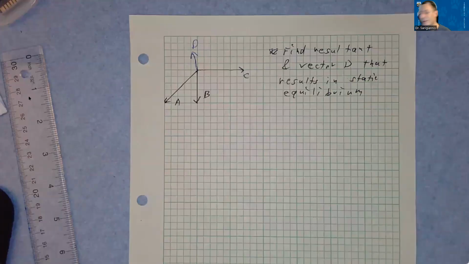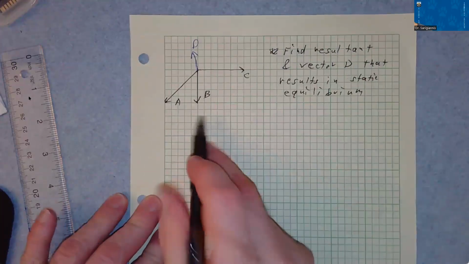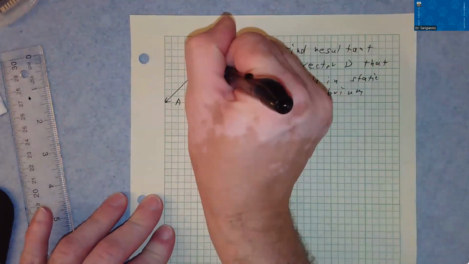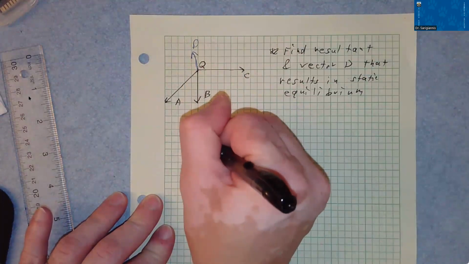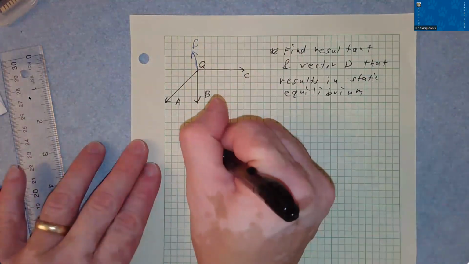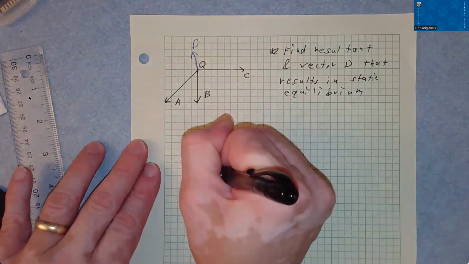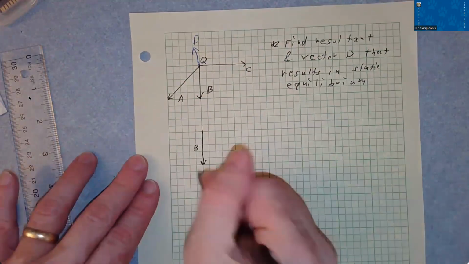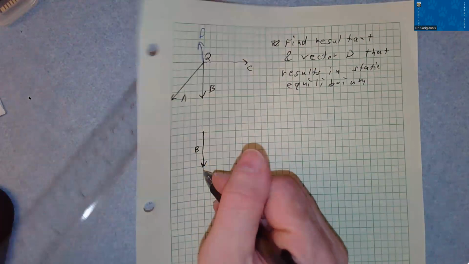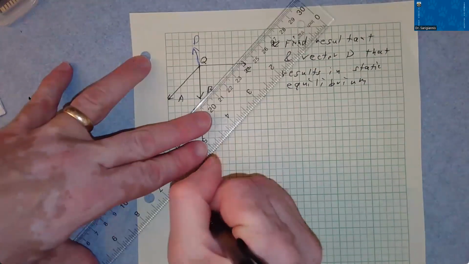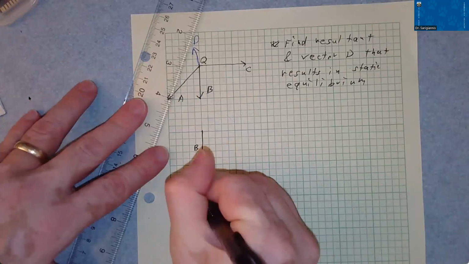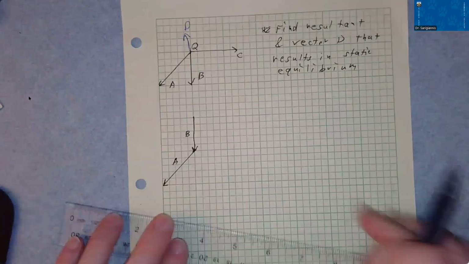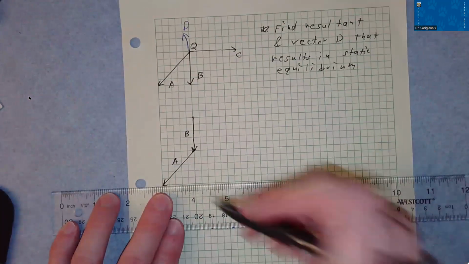If I can get this, there it is, get this back. All right, so let's start with vector B. Let me label this point Q again. So vector B goes down 5. All right, so this is vector B. And vector A goes down 5 and over 5. Let me use a ruler for this. Vector A. And then vector C goes over 7, right? It'll be like this.